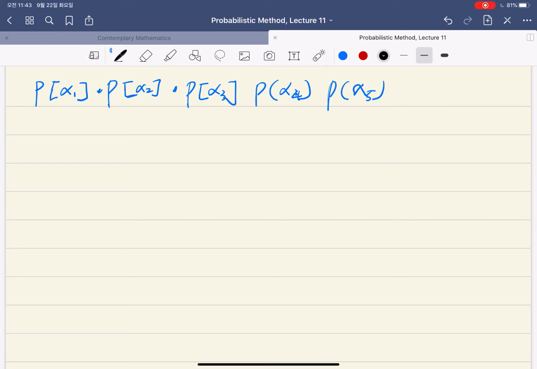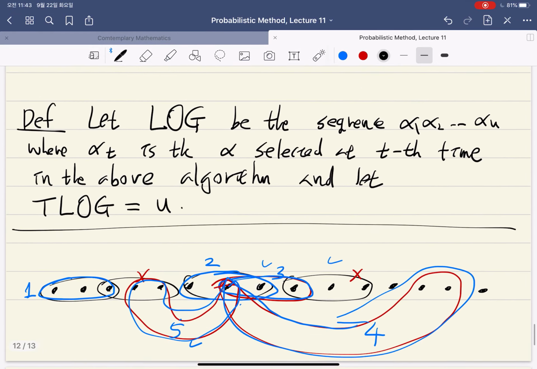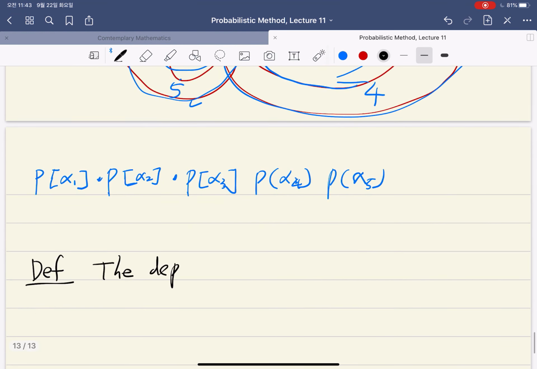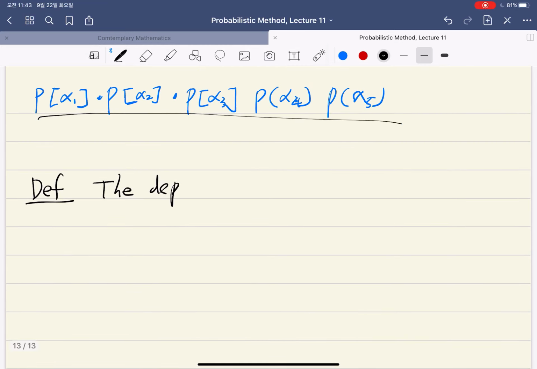So, motivated from that, we can define the following concept of a model tree. And this will help us to actually analyze what kind of sequence we can get. And then for those sequences, we consider the probability of getting those log sequences. And then we can sum them and estimate them.